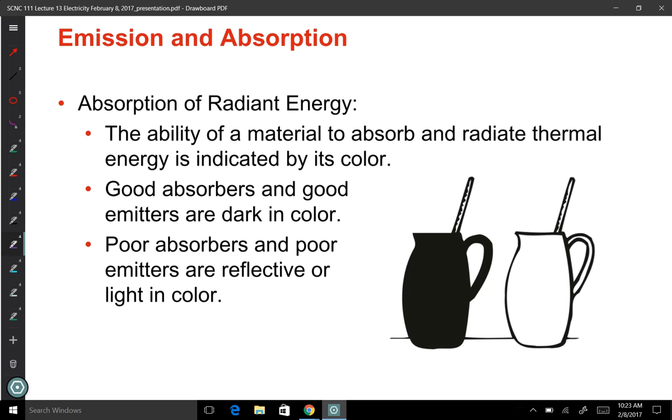So color is the first thing we point out. A white object is a very poor absorber or emitter. A black object is a very good absorber or emitter. Even better than those is something that is silvery reflective. Because if it's silvery reflective, what's it doing to all the light that hits it? Reflecting it. How much is absorbed if it reflects everything? None. So this is the perfect insulating color, making it perfectly reflective.